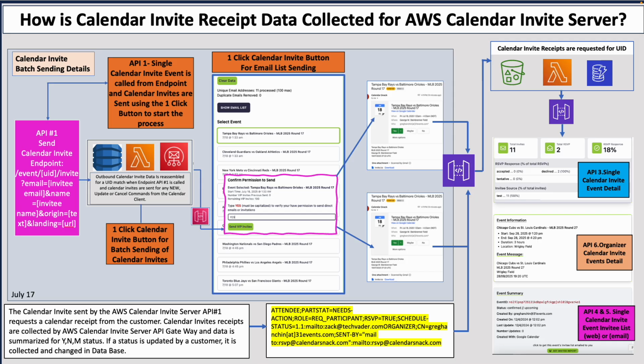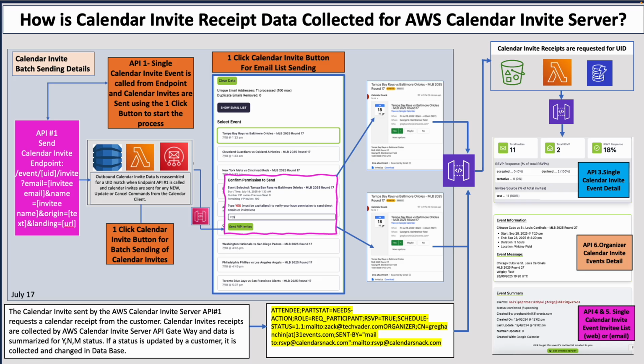Because there's a requested receipt, when recipients interact with the individual calendar invites that go out, by email address, those recipients now send the data back to the API Gateway for AWS, and we actually collect the individual calendar receipts into S3, run a series of lambdas, put them back in DynamoDB, and then we visualize them in these various APIs at a detailed level for calendar receipt data information.